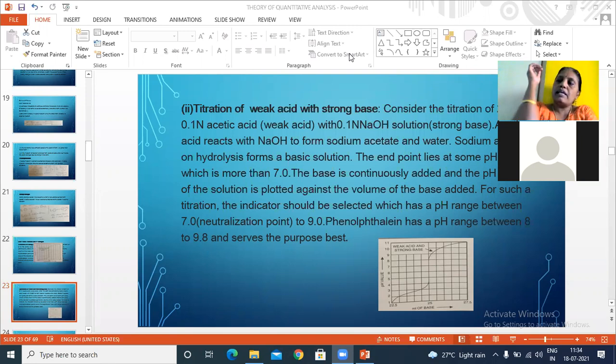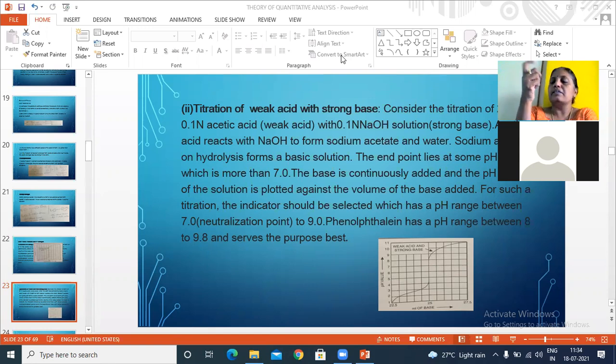Basic nature means the OH minus ion concentration increases, so the pH value increases. It's around 9 or 10 where we can expect complete neutralization between acetic acid and sodium hydroxide. So the pH range for a weak acid and a strong base must be around 7 to 9, which we can expect. In that range only phenolphthalein can work.